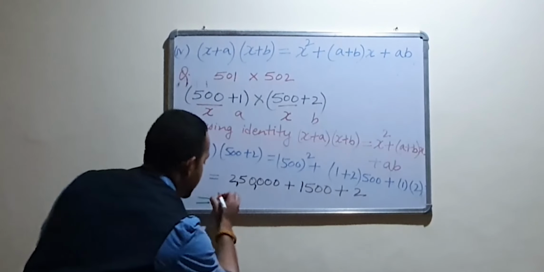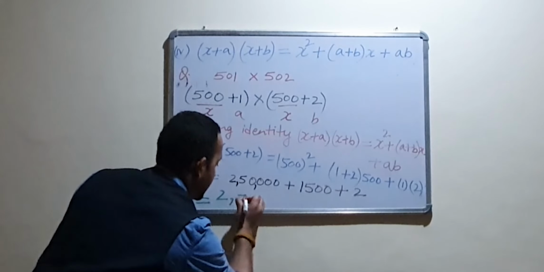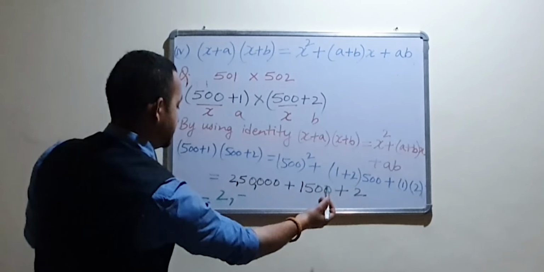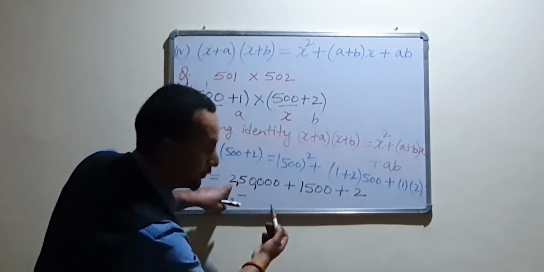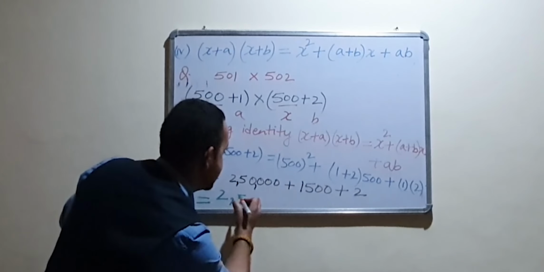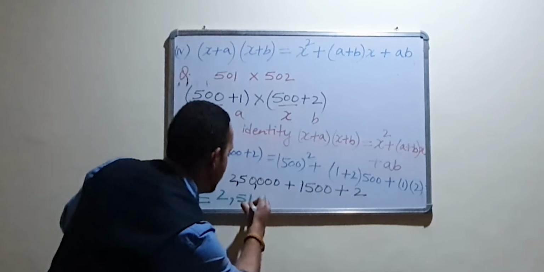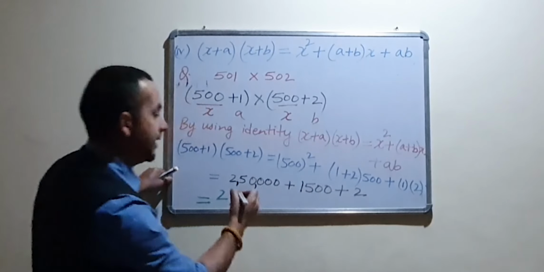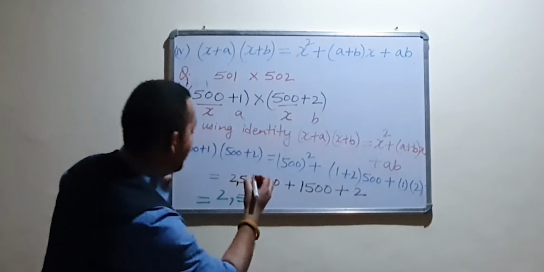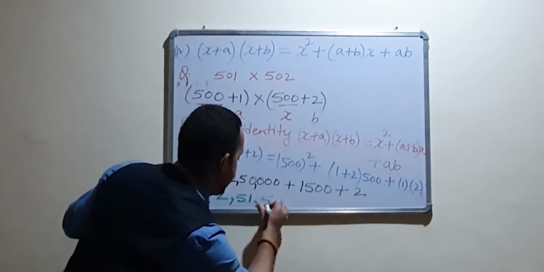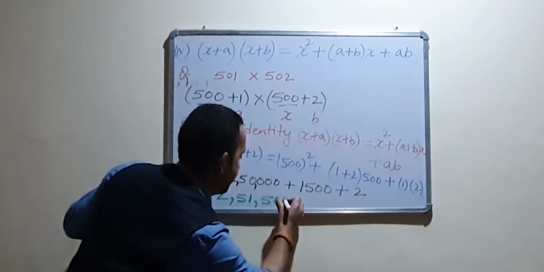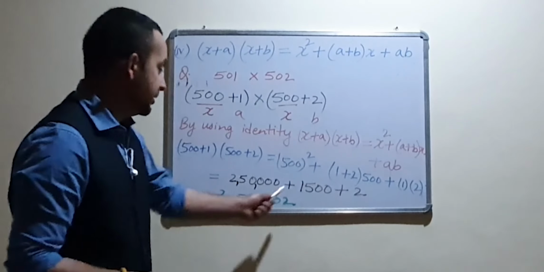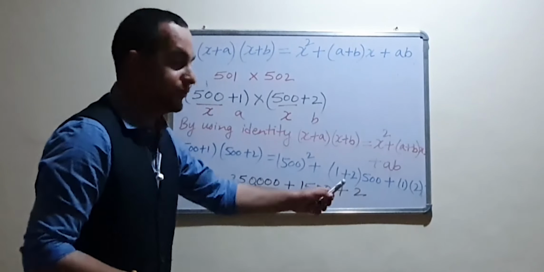So your answer will become 2 lakh 51 thousand, 2,51,000, and then 502. Your answer is 2,51,502.